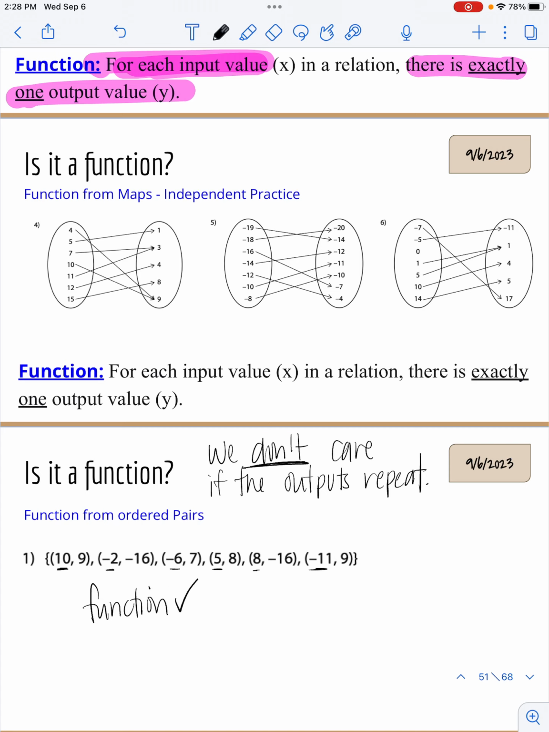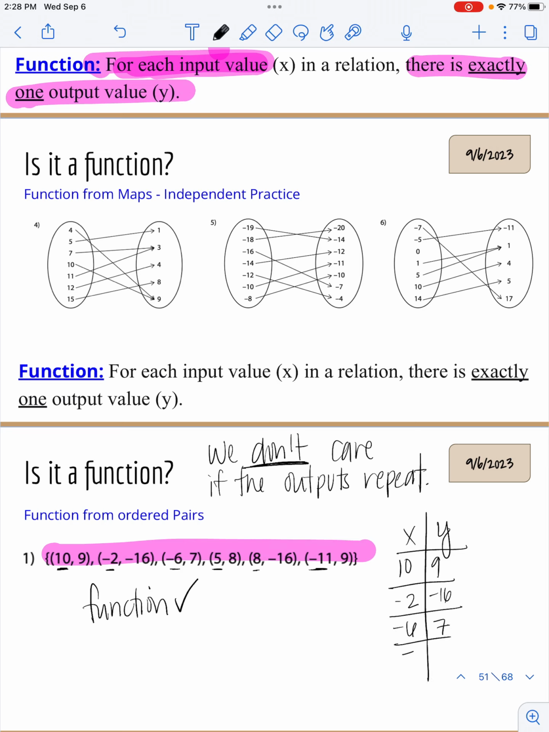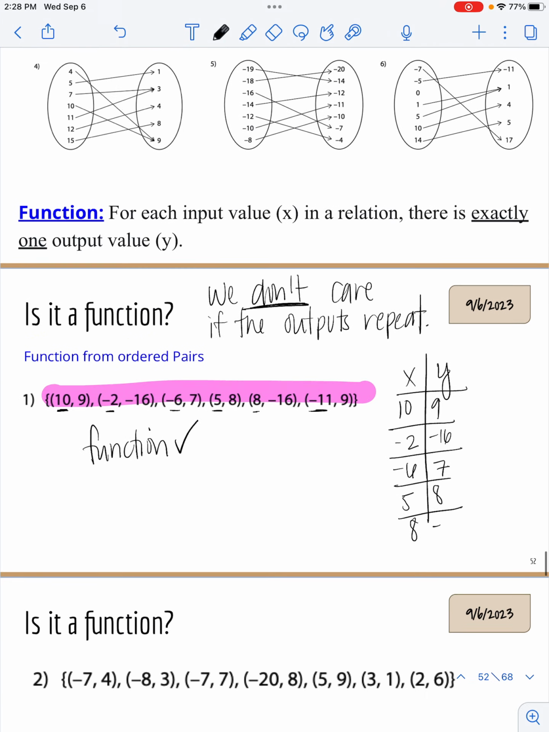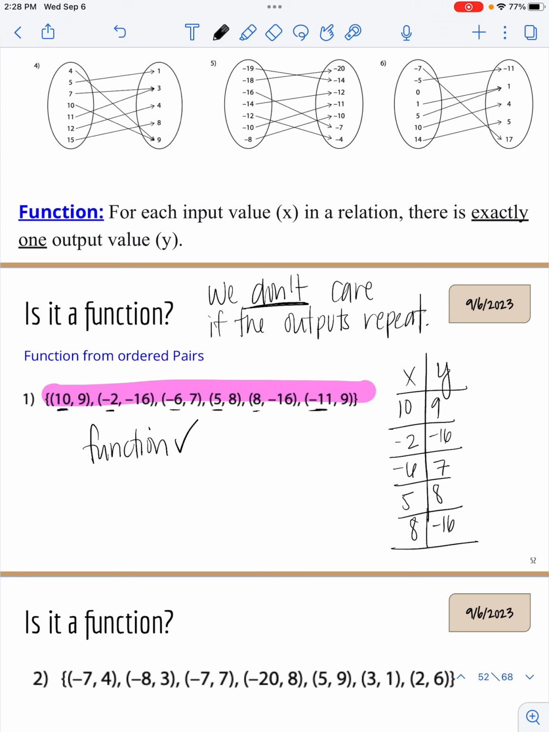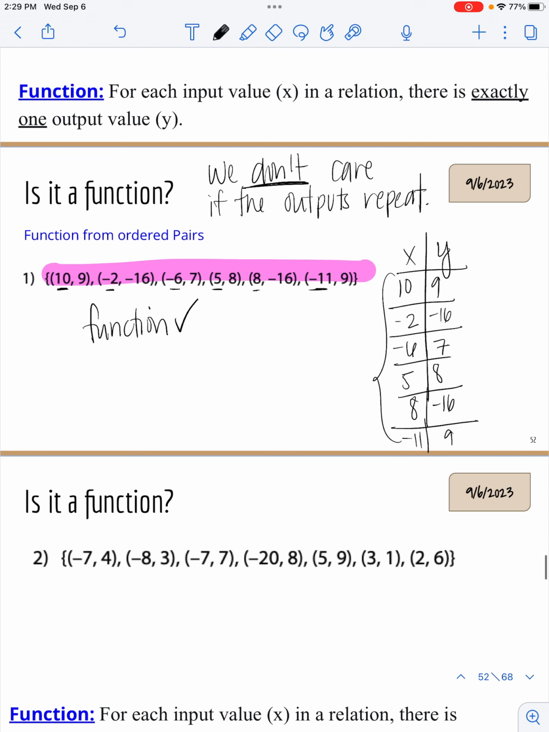If looking at the points written like this is hard for you, what you can do is also just put it in a table, an X and Y table, and start putting in the numbers: 10, 9, -2, -16, -6, 7, 5, 8, 8, -16, and -11, 9. If that helps, you can do it this way, check if anything here repeats, and then check for the outputs. Let's look at example number 2.